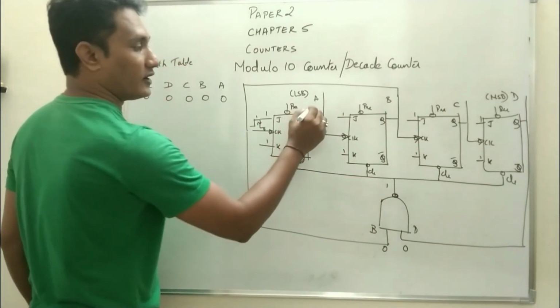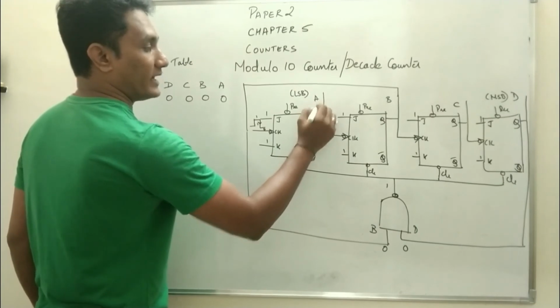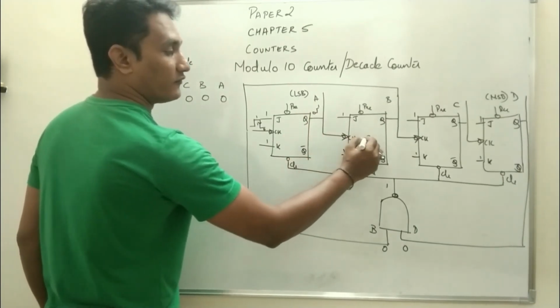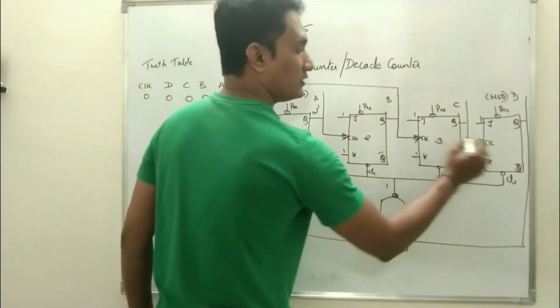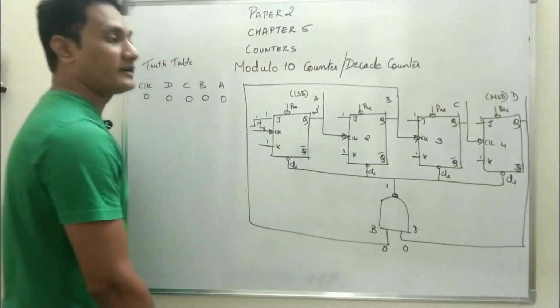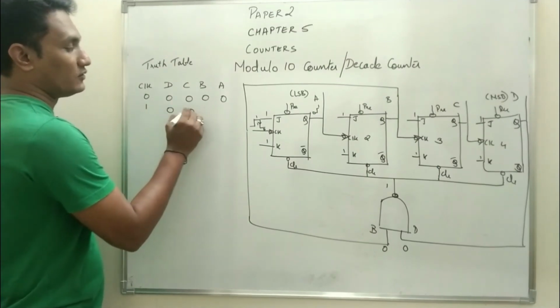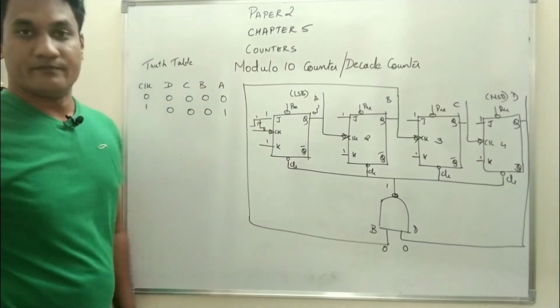flip-flop will toggle from 0 to 1. As it is going from 0 to 1, it has no effect on flip-flop 2. So flip-flops 2, 3, 4 will not change. So at the end of the first clock pulse, the state is 0 0 0 1.